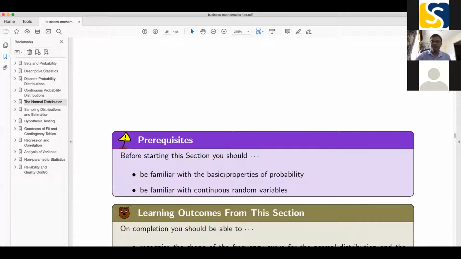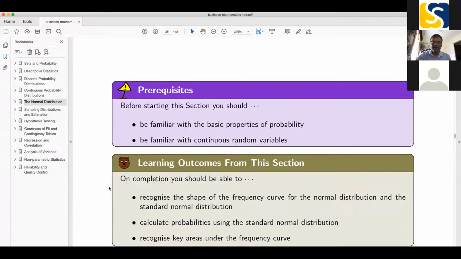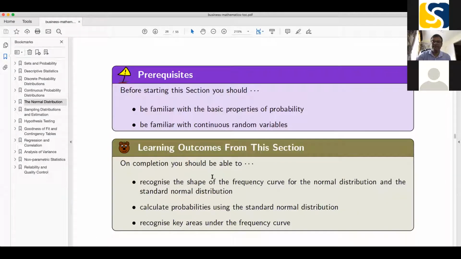So you need to be familiar with the basic properties of probabilities. These materials come from the previous sections you learned from this series of lectures. Also, have a familiar idea about continuous random variables. Then when you learn this section, there are 3 learning outcomes. Once you have that, you can make use of it in learning other topics in business mathematics.